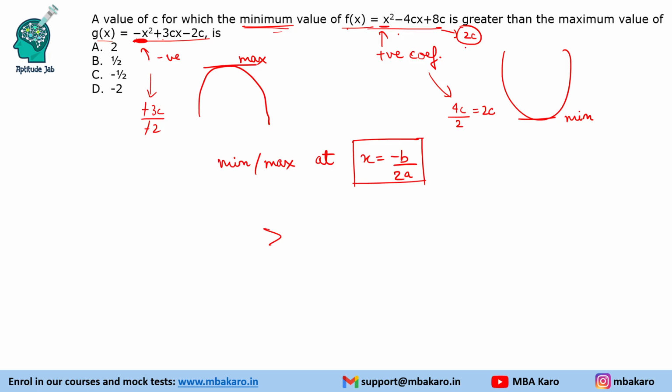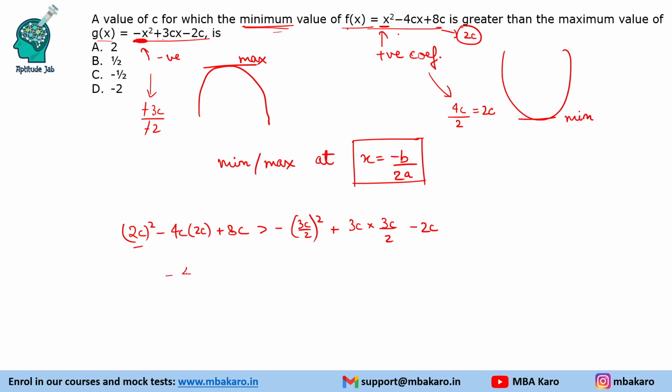So put x equal to 2c. So 2c whole square minus 4c into 2c plus 8c should be greater than the other value, that is minus of x square. So minus of x is 3c by 2 whole square plus 3c into 3c by 2 minus 2c. So just simplifying it, this will be 4c square minus 8c square.